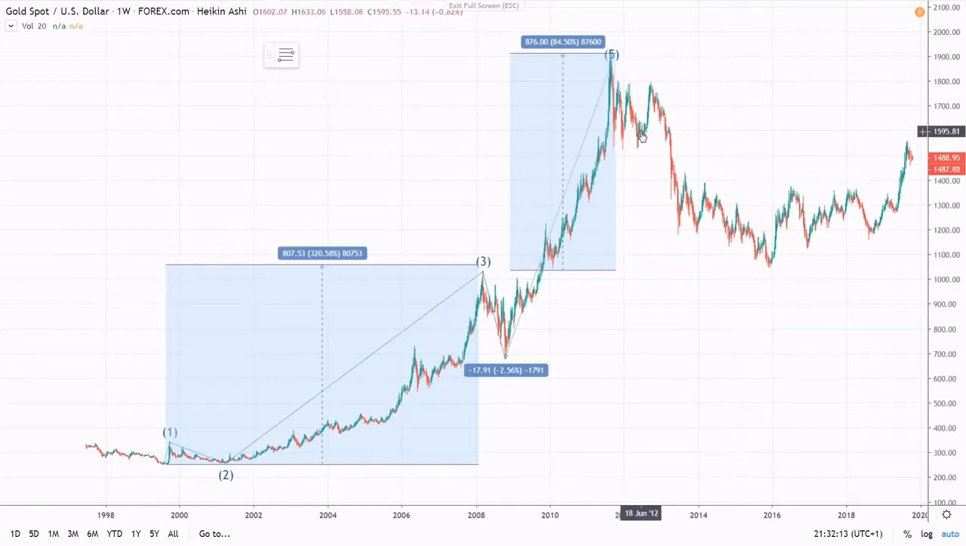So that was it. Personally, I have traded this structure many times over the last many years, and it has been very successful and very rewarding.